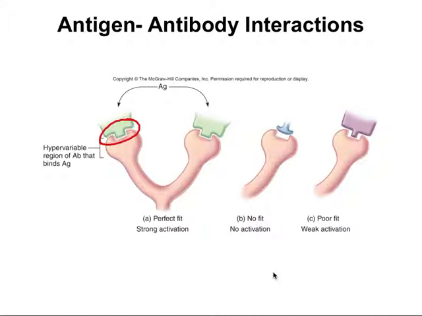Now, if the antigen binds very strongly into that region, there's a strong activation of that antibody. If the antigen doesn't bind into that site, then there'll be no activation. But it could bind fairly loosely into that site, like it almost fits, in which case we might have a weak activation of that antibody or cell receptor.